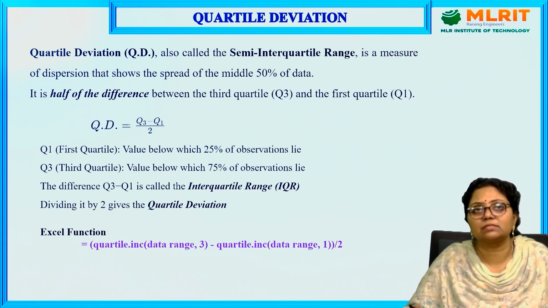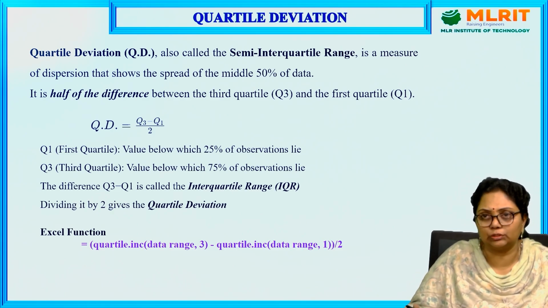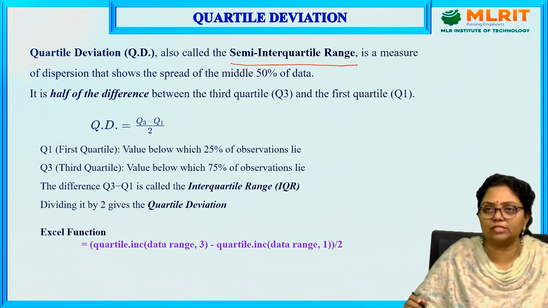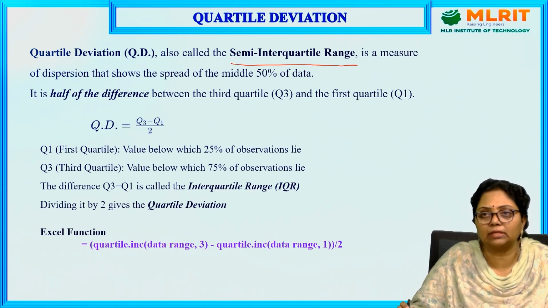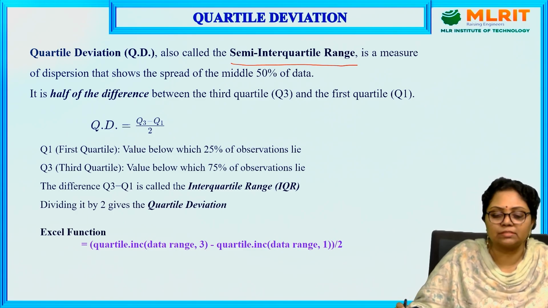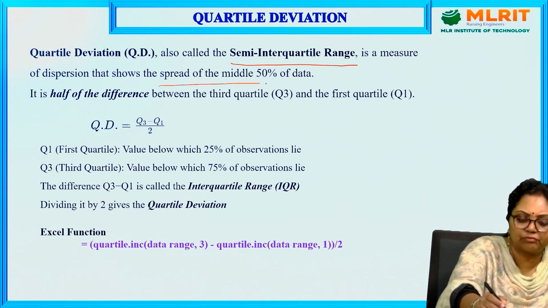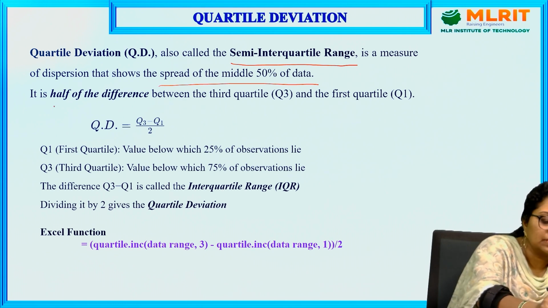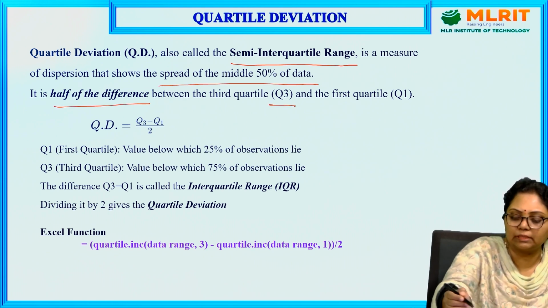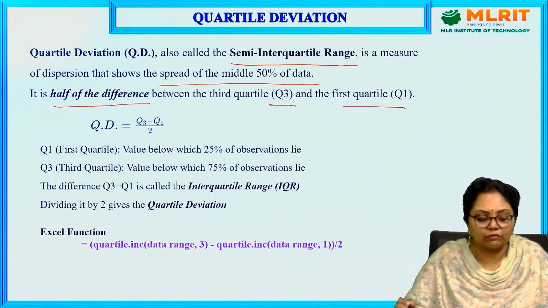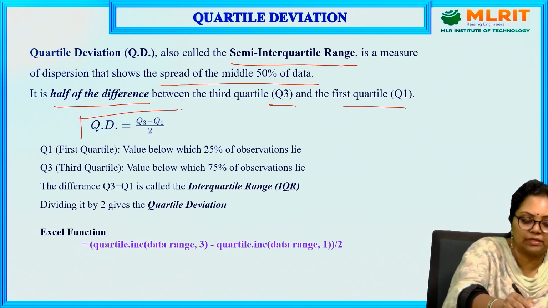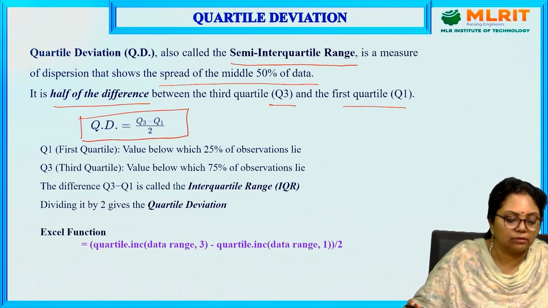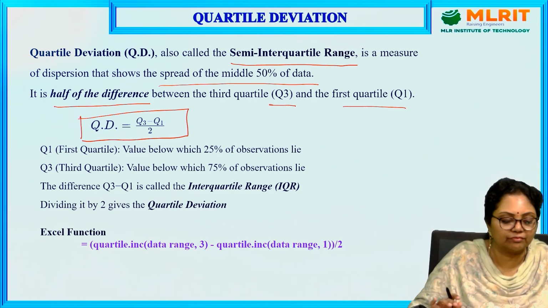The next one is quartile deviation. In short, we call it QD, and there is another name for it, the semi-interquartile range, or semi-IQR. The interquartile range is IQR. This is the measure that shows the spread of the middle 50% of the data. How do we get this? It is half of the difference between the third quartile and the first quartile. First, we find the difference between the third quartile and the first quartile, and then we take half the value of it.